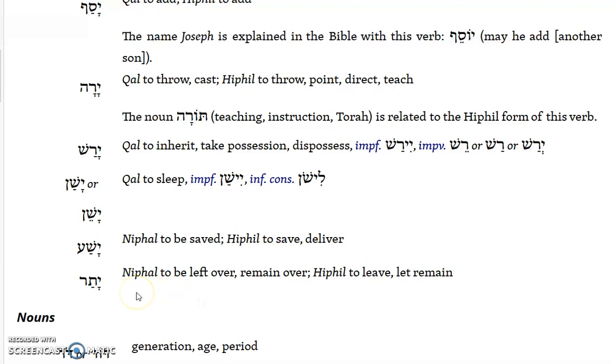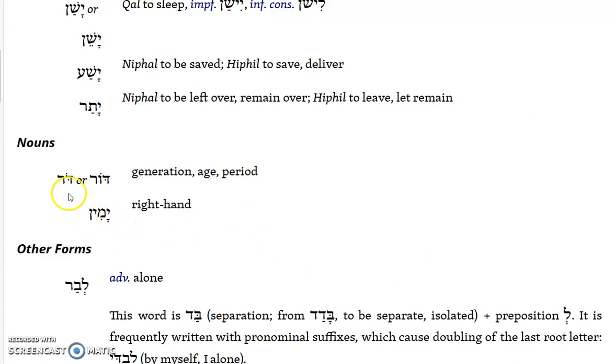And then you have Yatar. In the nifal, it means to be left over or to remain over. The hiphil means to leave or let remain. Hotir would be the hiphil form. Few nouns. Dor, spelled either defectively or plain, means a generation or an age or a period of time. And then you have yamin, which is right hand. You have the personal name Benjamin, which means son of the right hand.